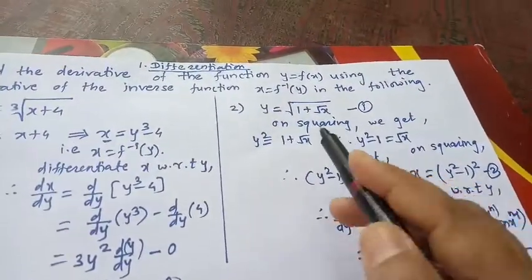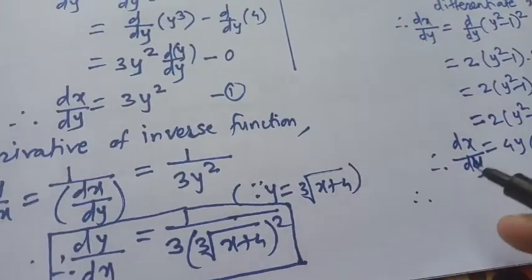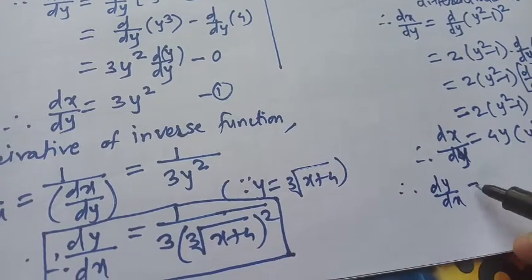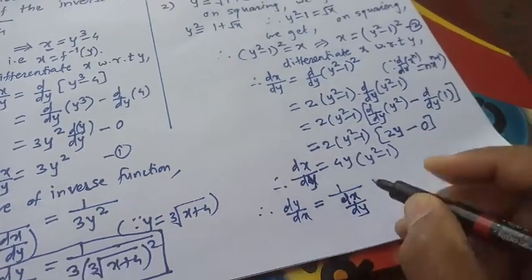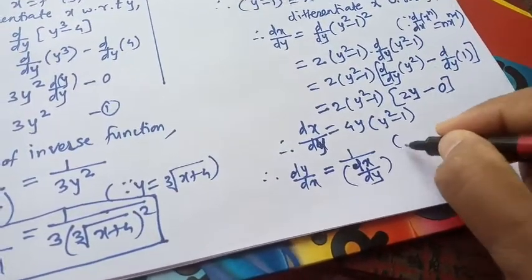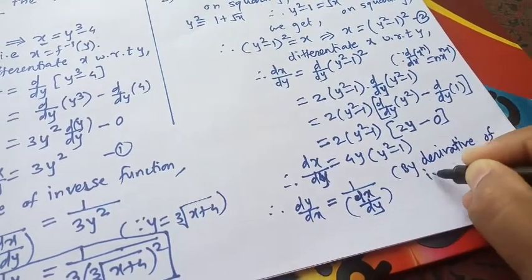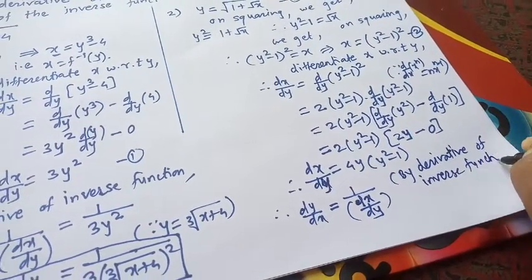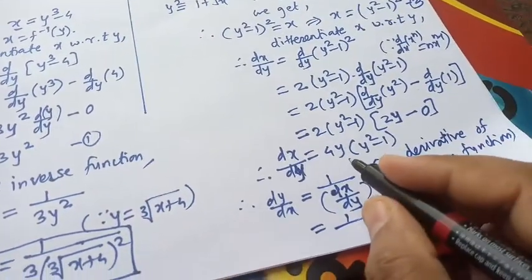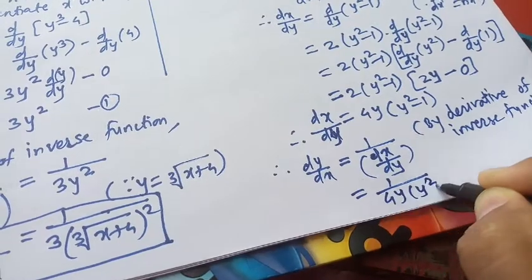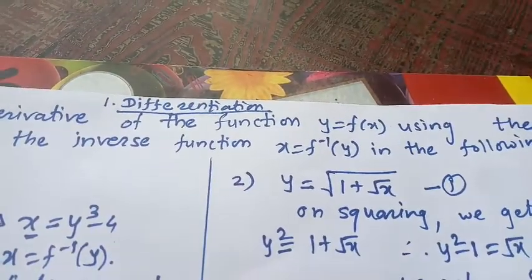But we have to find the derivative of the given function y. Therefore dy by dx is equal to 1 upon dx upon dy, by derivative of inverse function. Now we have to put the value of 1 upon dx upon dy, that is 4y (y square minus 1). Again here we have to put the value of y, that is root 1 plus root x.